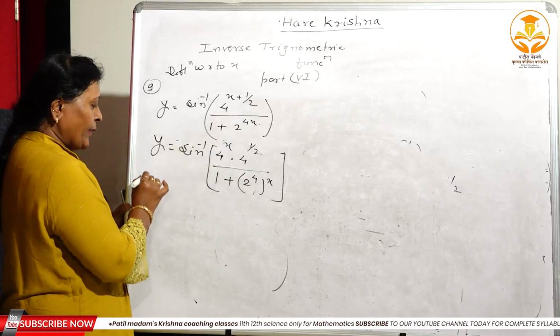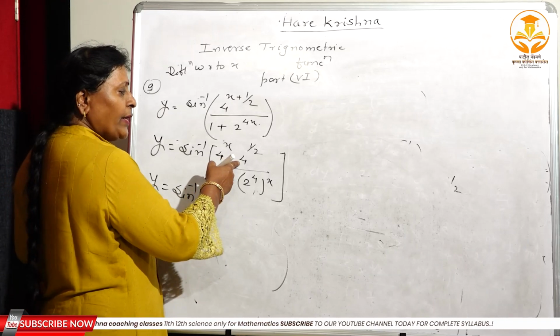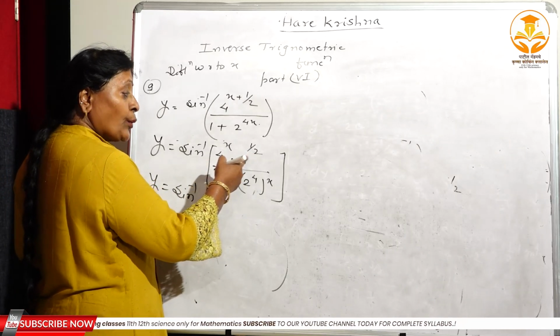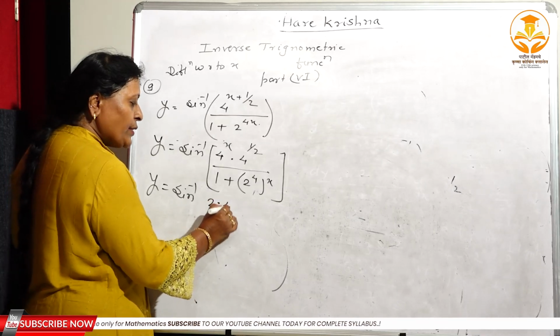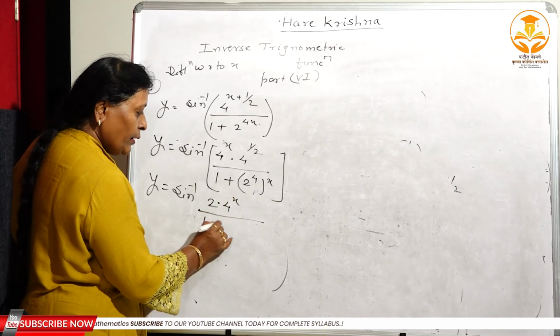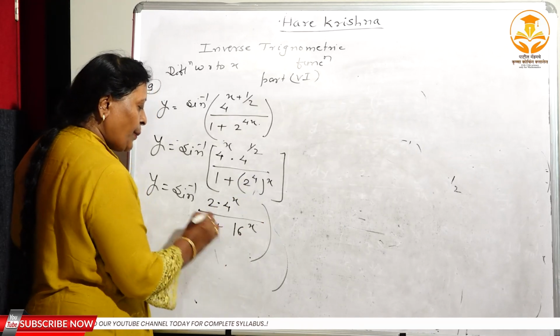Alright, first you have to adjust like this. Now sine inverse. Here again, 4 raised to 1 by 2 means what here? That is the root of 4, and the root of 4 is nothing but 2. So 2 into 4 raised to x. And here, 2 raised to power 4 is nothing but 16, so 16 to the power x.